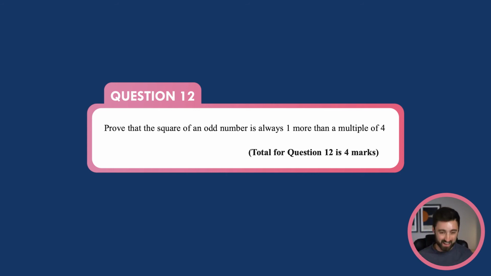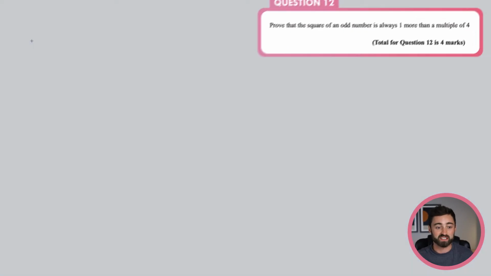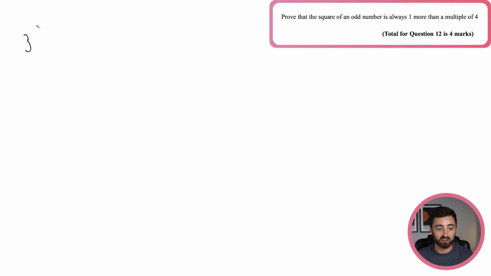Question 12. Prove that a square of an odd number is always one more than a multiple of 4. Okay, this is a proof question, and I want to give a public service announcement, so listen. Please stop just putting in numbers and thinking that's a proof. So if it says prove that the square of an odd number is one more than a multiple of 4, and I say, okay, 3 is odd, square that, I get 9, it's 1 more than 8, done. No, this is not how you prove things.